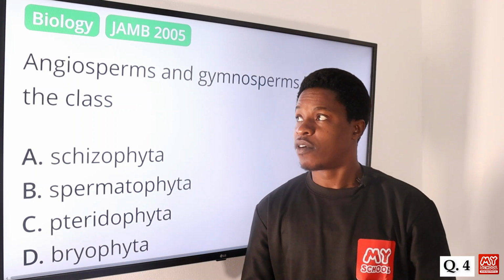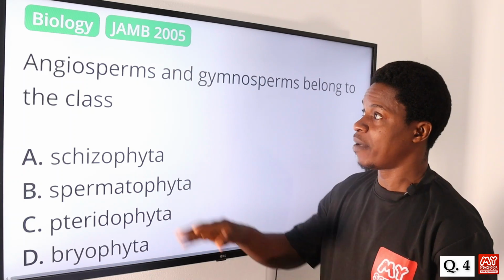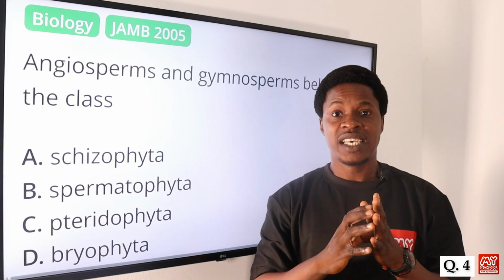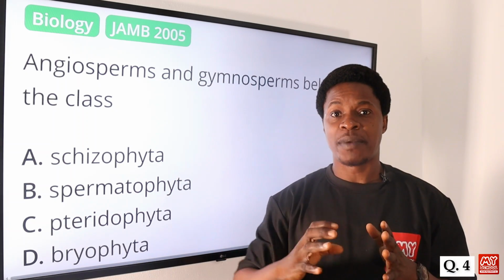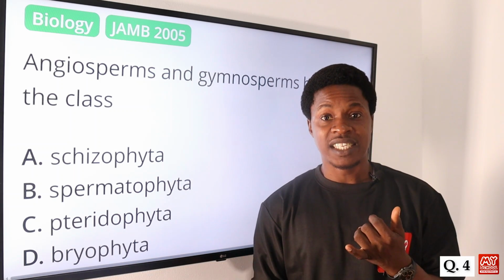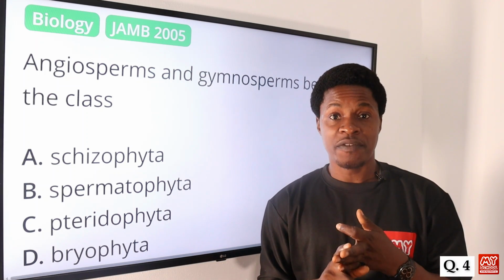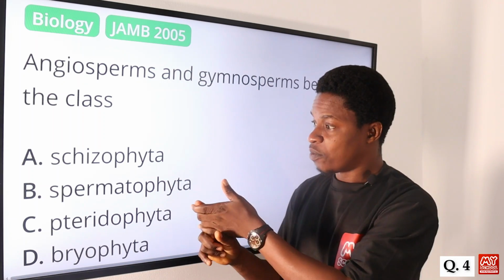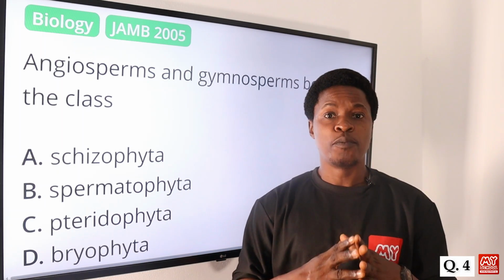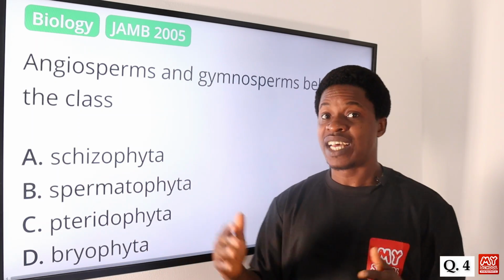On to question number 4. Angiosperms and gymnosperms belong to the class what? When we talk about angiosperms and gymnosperms, don't forget we have complexity in advancement of the plant kingdoms. Usually we start from thallophytes. Thallophytes are the least. Then we talk about bryophyta, then pteridophyta, then gymnosperm, and finally angiosperm. Angiosperms are the most complex and advanced.